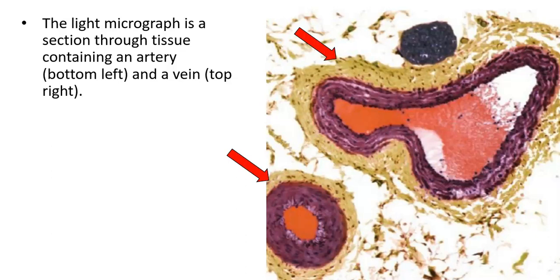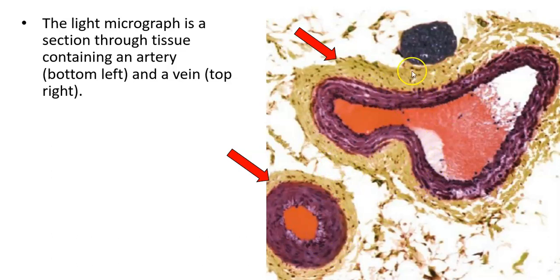Here is the light micrograph of a section through tissue containing two structures. If you look at these two structures, one of them is in the bottom left, and the other one is in the top right. The top right is wider and its wall is a little thinner. So this structure is thicker in terms of walls, but the other one is thinner than this one.